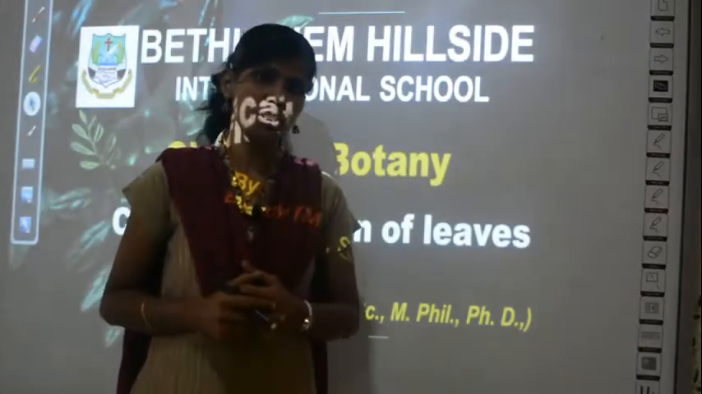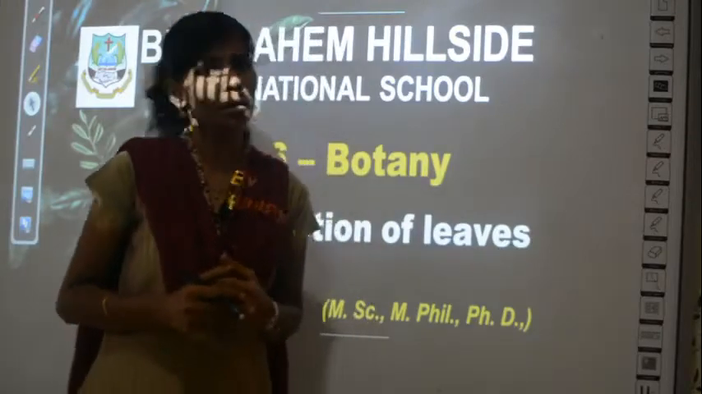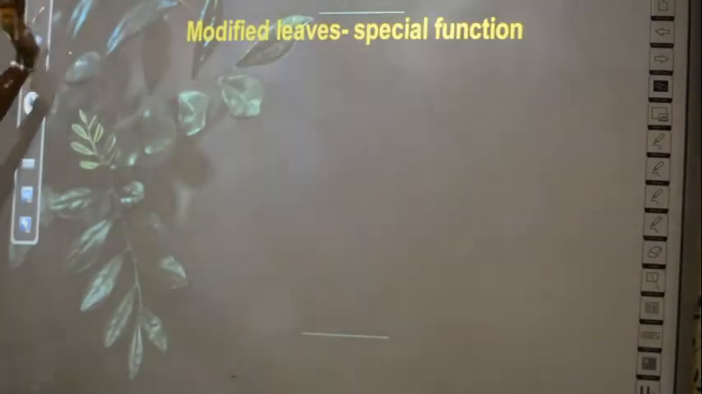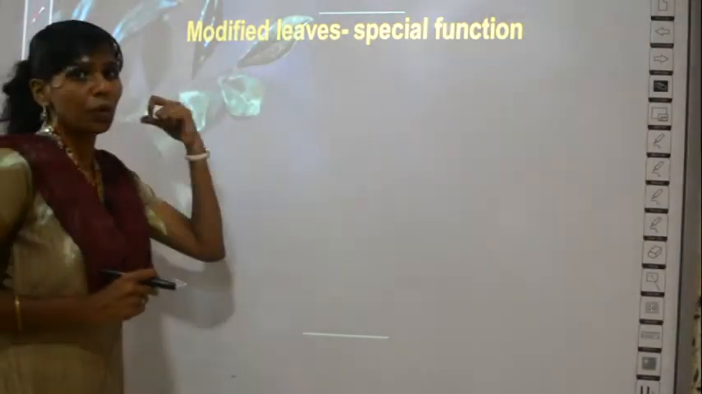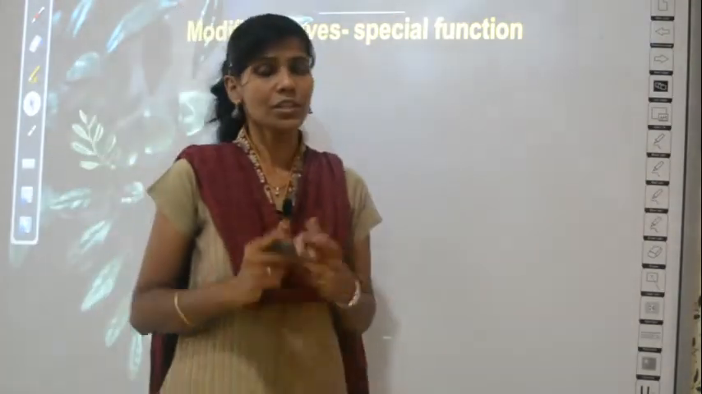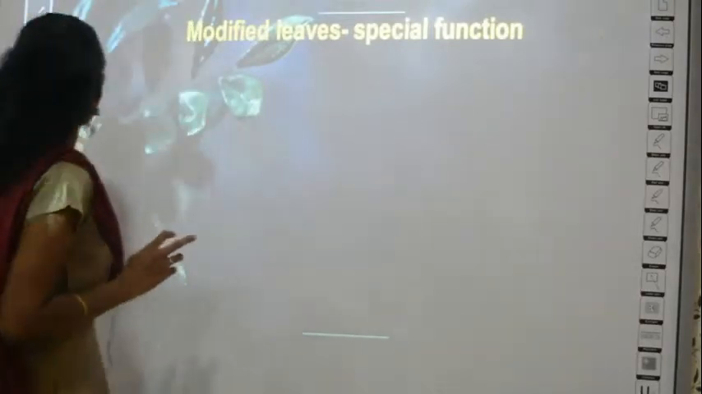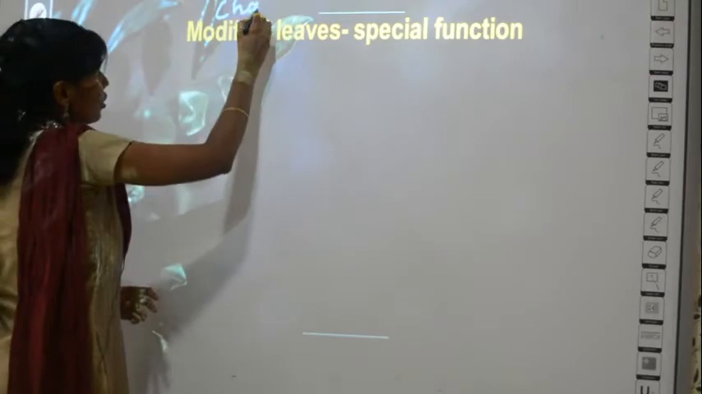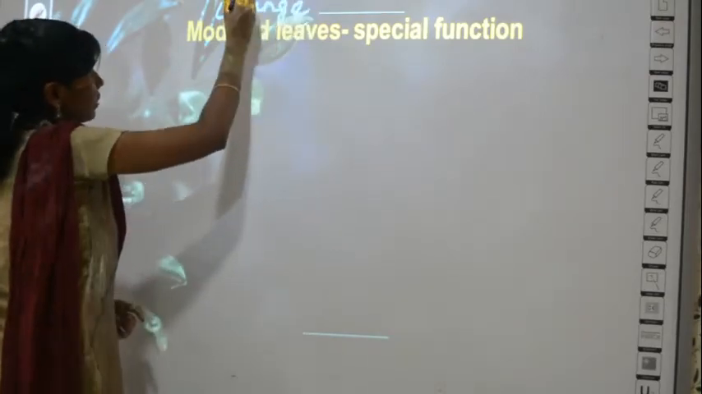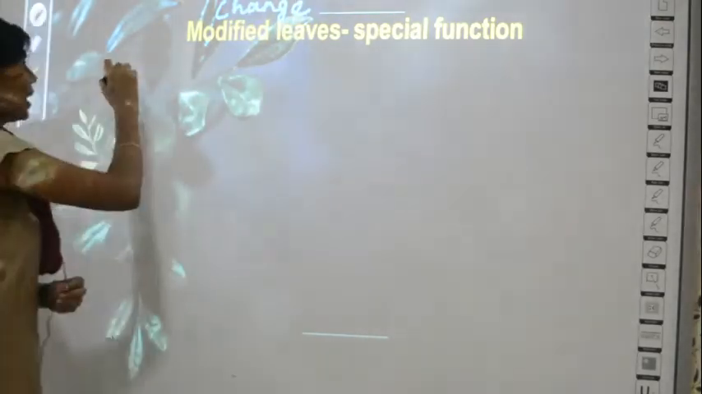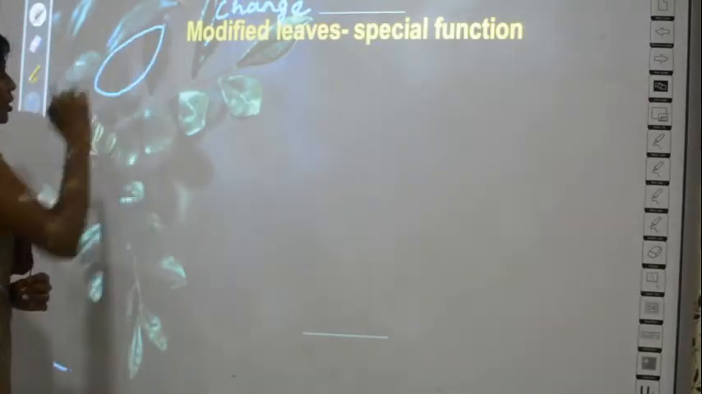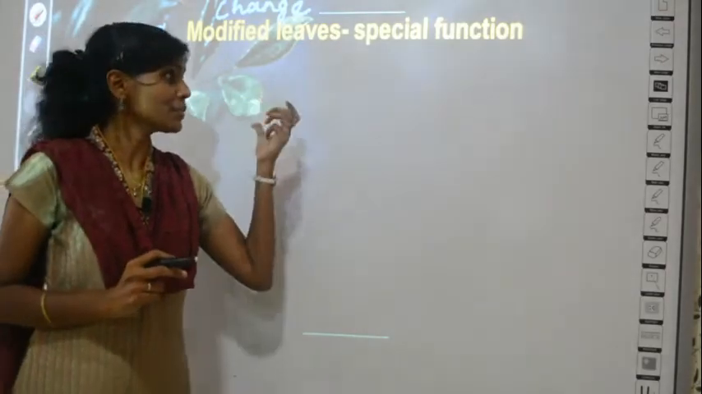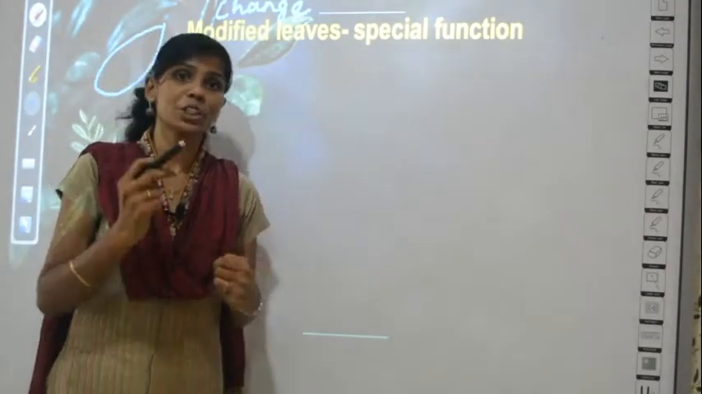What is modification? How it is modified, all we will learn in this class, and how it is going to help you, you will learn. So modification of leaves will lead to special functions. First of all, modification is some change. Instead of the regular leaf structure like this, there is going to be a change in the shape of the leaves. This change in shape of the leaves will lead to special functions.